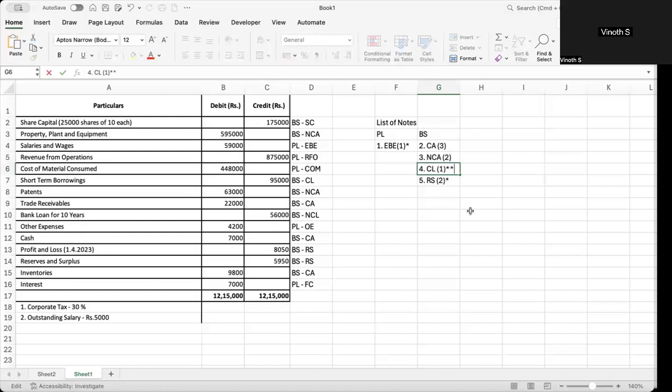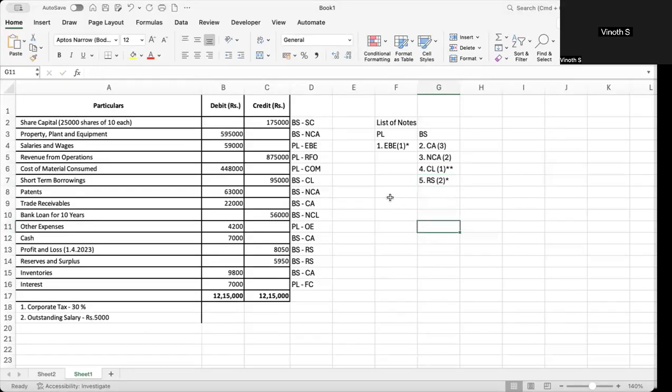Two adjustments will come in the current liability. What are the two? One is tax payable, that is 30% of the profit before tax, that will come. Second is outstanding salary, 5,000, which also will come to the current liability. Now you can see how many places we put a star. This matches with what happened, multiplied by 2 of these two things. Easily, we will understand this, right?